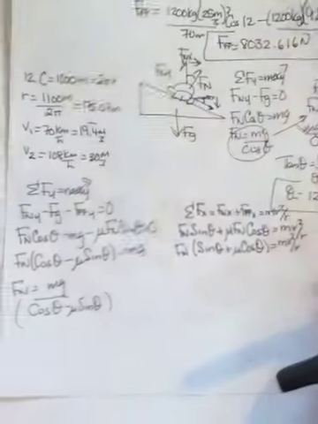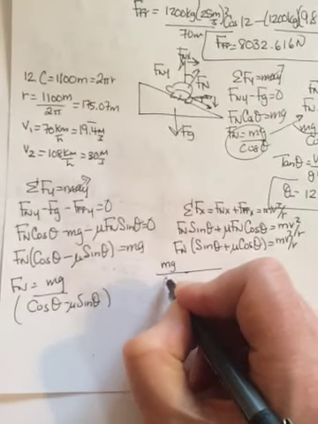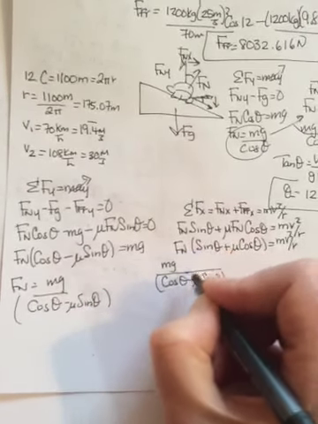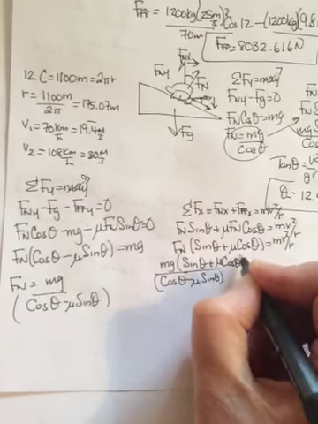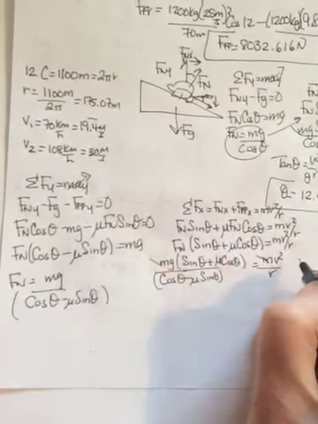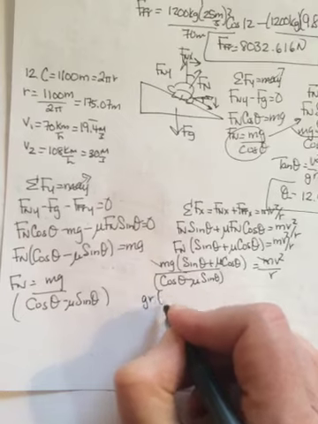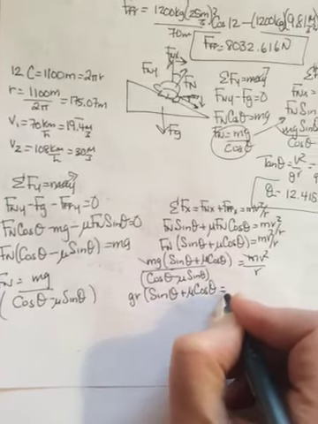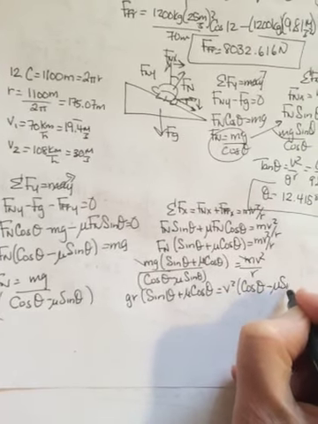And now sub in what we found for Fn down here. So mg over cos theta minus mu sine theta, and then that gets multiplied by sine theta plus mu cos theta, and that's going to be equal to mv squared over r. The m's cancel, bring the r up, bring the bottom bracket up, and so you'll have gr brackets sine theta plus mu cos theta is equal to v squared times cos theta minus mu sine theta.